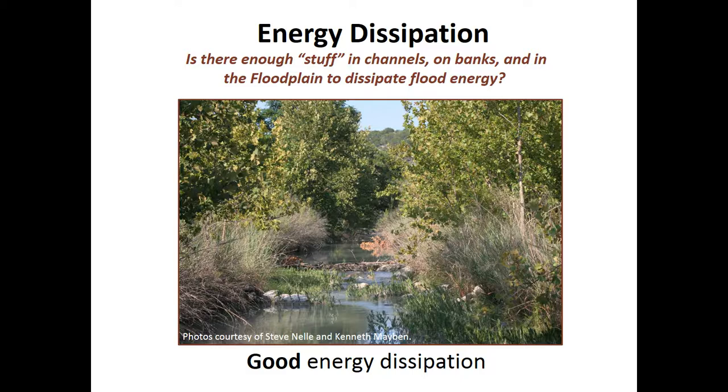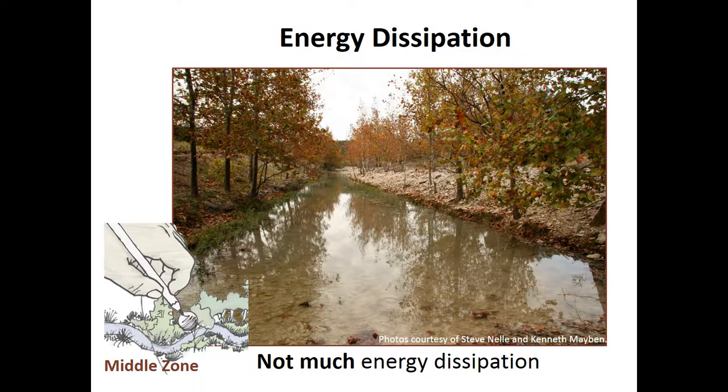So how can you see it? Just look for an unkempt array of natural stuff. If the riparian area is open and park-like, then it's probably lacking in energy dissipation.